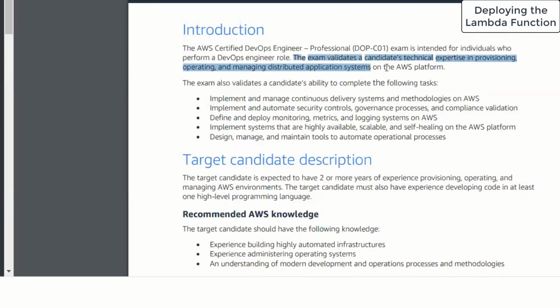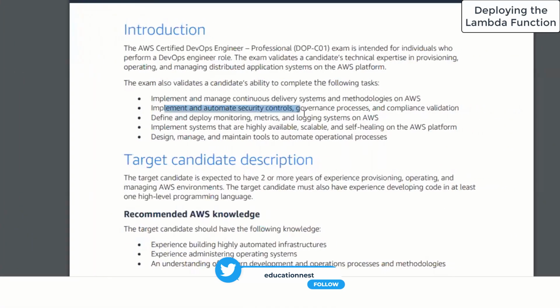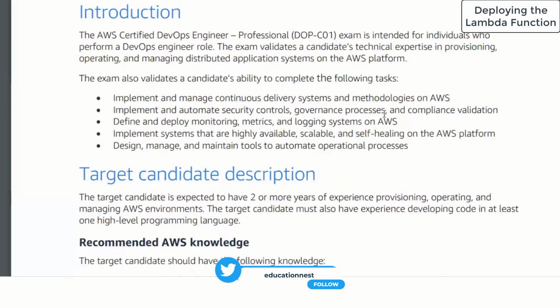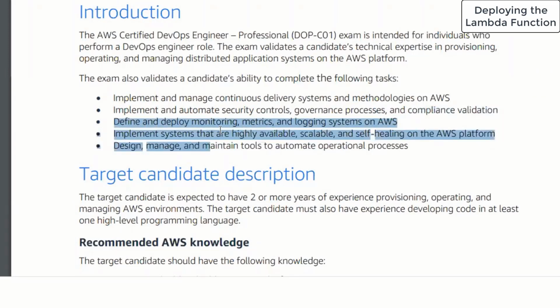And here it clearly mentions the AWS Certified DevOps Engineer Professional examination is intended for individuals who perform the DevOps engineer role. The main things that will be evaluated are implementing and managing CI/CD methodologies on AWS, and implementing and automating security controls, governance processes, and compliance validation. Define and deploy monitoring, metrics, and logging systems in AWS. Implement systems which are highly scalable and self-healing on the AWS platform. Design, manage, and maintain tools to automate operational processes.